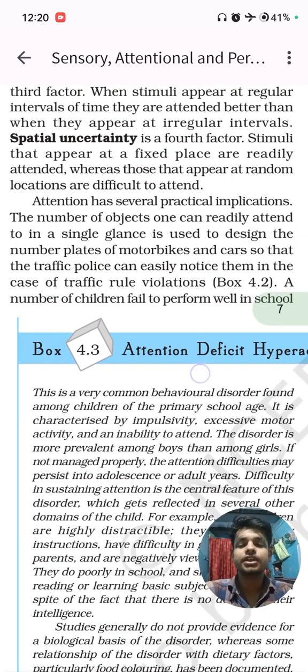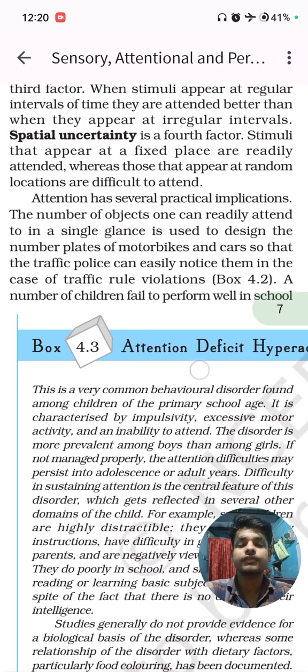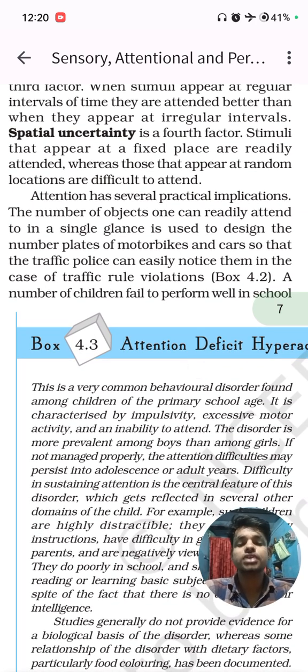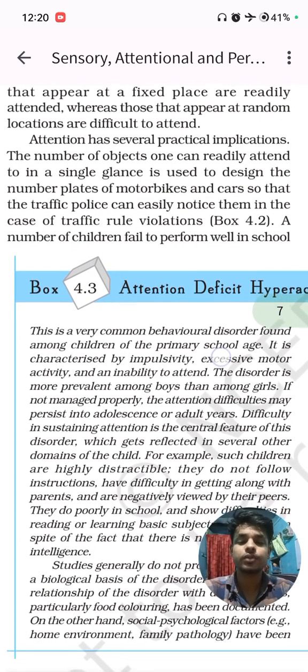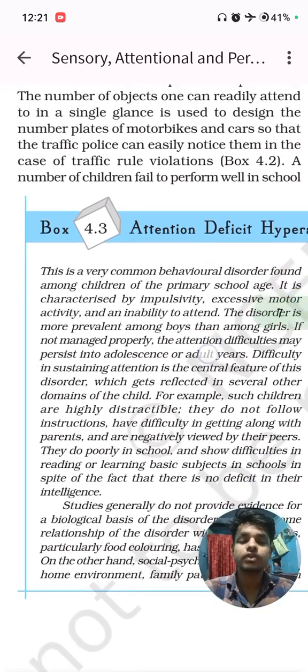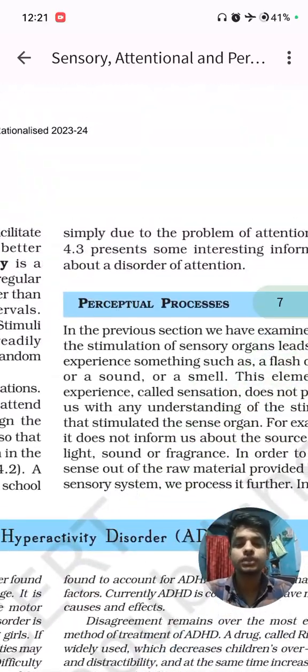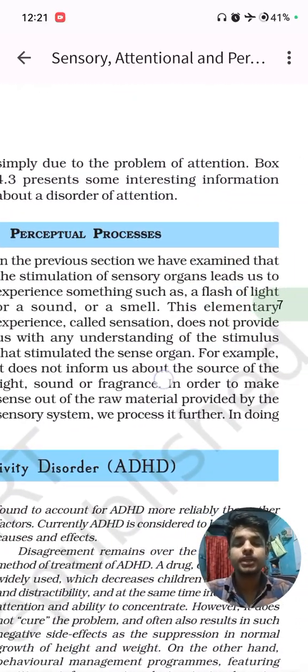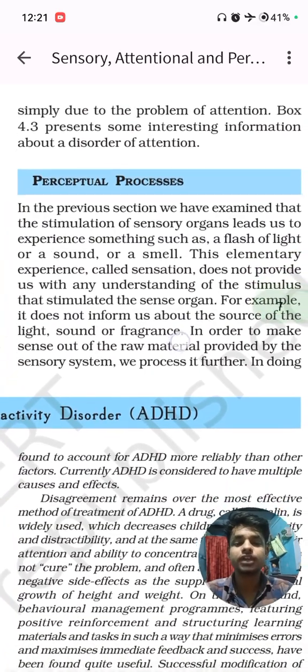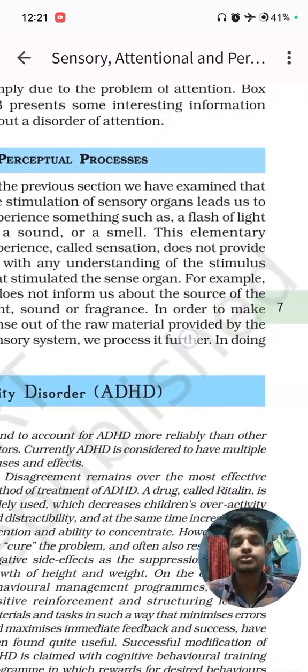Spatial uncertainty is the fourth factor. Stimuli that appear at a fixed place are readily attended to, whereas those that appear at random locations are difficult to attend to. Attention has several practical implications. The number of objects one can readily attend to in a single glance is used to design the number plates of motorbikes and cars so that the traffic police can easily notice them in case of a traffic rule violation. A number of children fail to perform in school simply due to attention problems. Box 4.3 presents some interesting information about the disorder of attention.